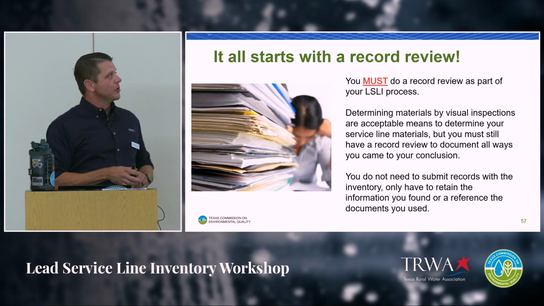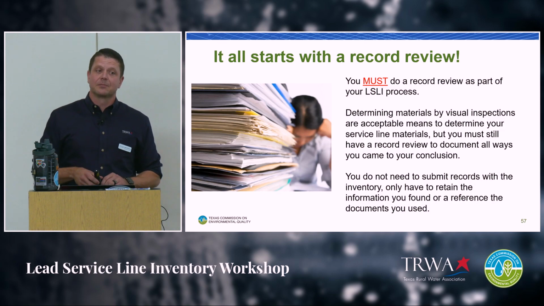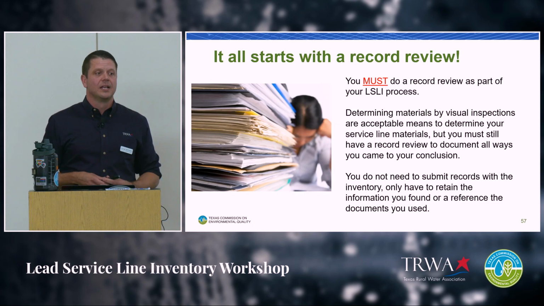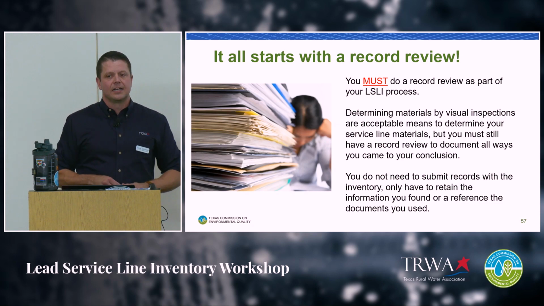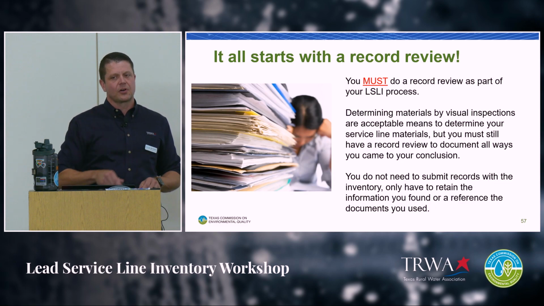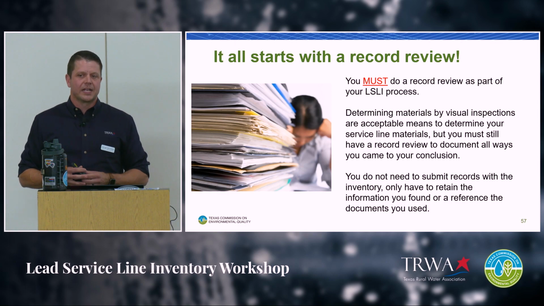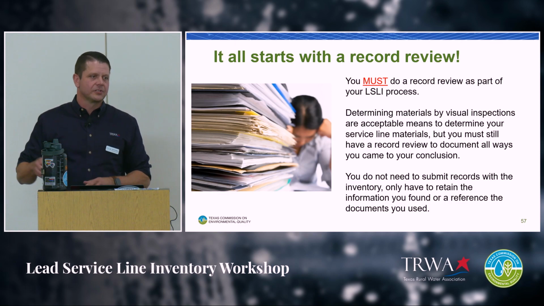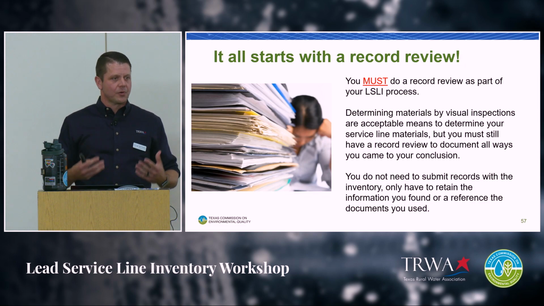So, again, it all starts with record review. You must do that. Determining materials by visual inspection is an acceptable way of completing your inventory, but is not a way to skip the record portion of it. We've been asked in the various workshops so far, I have a very small system, it's really more of a headache to look through paperwork, I can just go out to the meters and dig them up real quick. You cannot skip this portion of it. You have to do records.